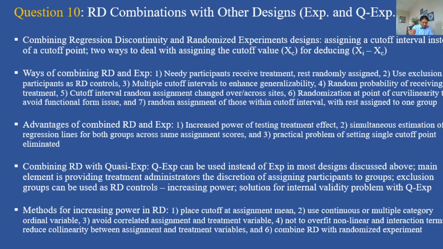Fifth is assigning those in the middle and those on either side of the cutoff interval to different conditions. So the middle are assigned to one, and on the other side of the cutoff lines to different conditions. This will reduce collinearity. And last solution is to combine regression discontinuity design with randomized experiment. So that is all about regression discontinuity design.